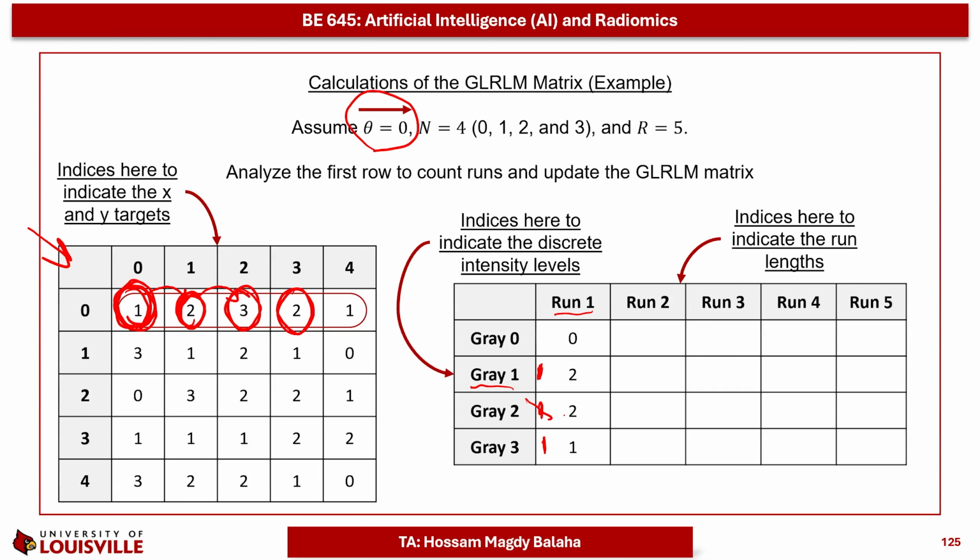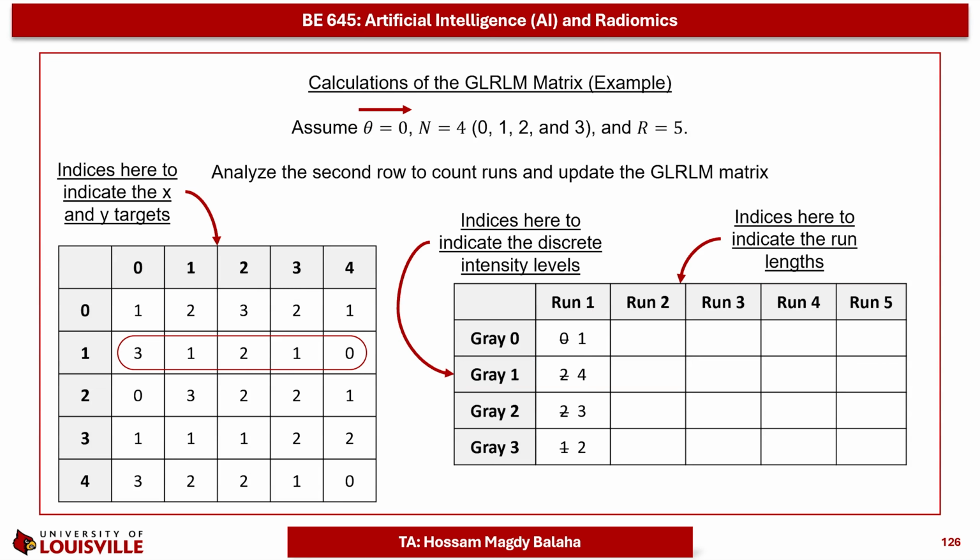Instead of 1, it will be 2. The last one is 1, there are no next pixel, so we have a run of 1 at gray level of 1, so we will increment in that field, it will be 2. Move to the second row. Also, you will find 3 with a run of 1, 1 with a run of 1, 2 with a run of 1, 1 with a run of 1, 0 with a run of 1.